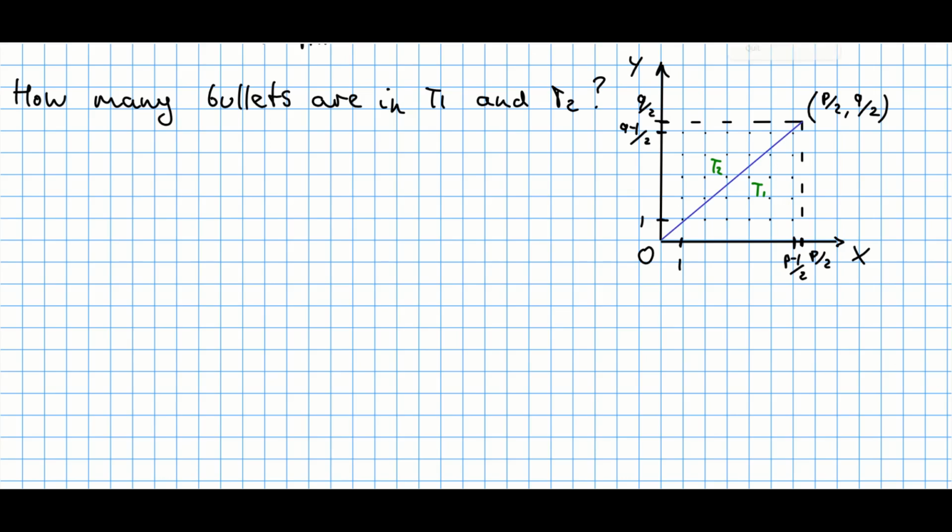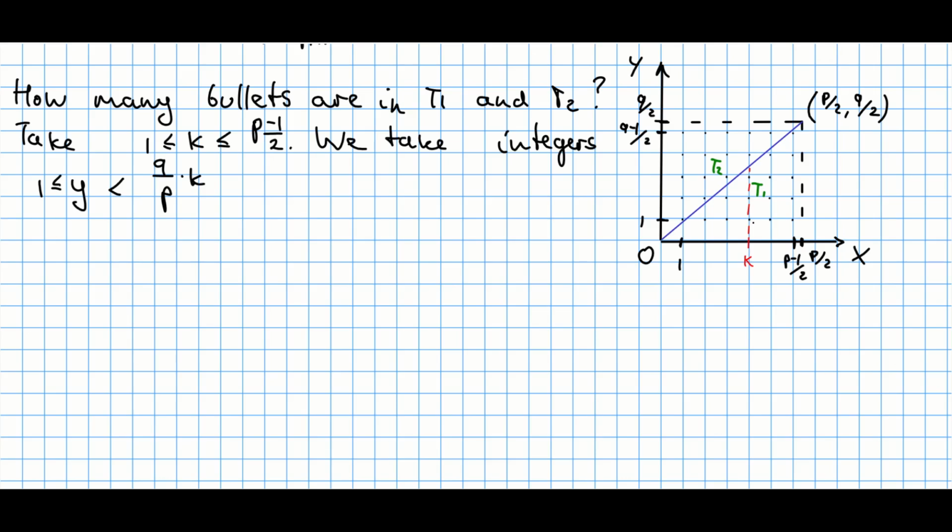To compute how many bullets are in T1, we just take each x and try to evaluate the number of bullets underneath this straight line. So in this example, if you take x equals 1, we have 0 bullets. If you take x equals 2, you have only 1 bullet. x equals 3, 2 bullets, and so on and so forth. So in general, we just fix some k on the x-axis, between 1 and (p minus 1) over 2. And now we have to compute the total number of bullets on this red line underneath the blue diagonal.